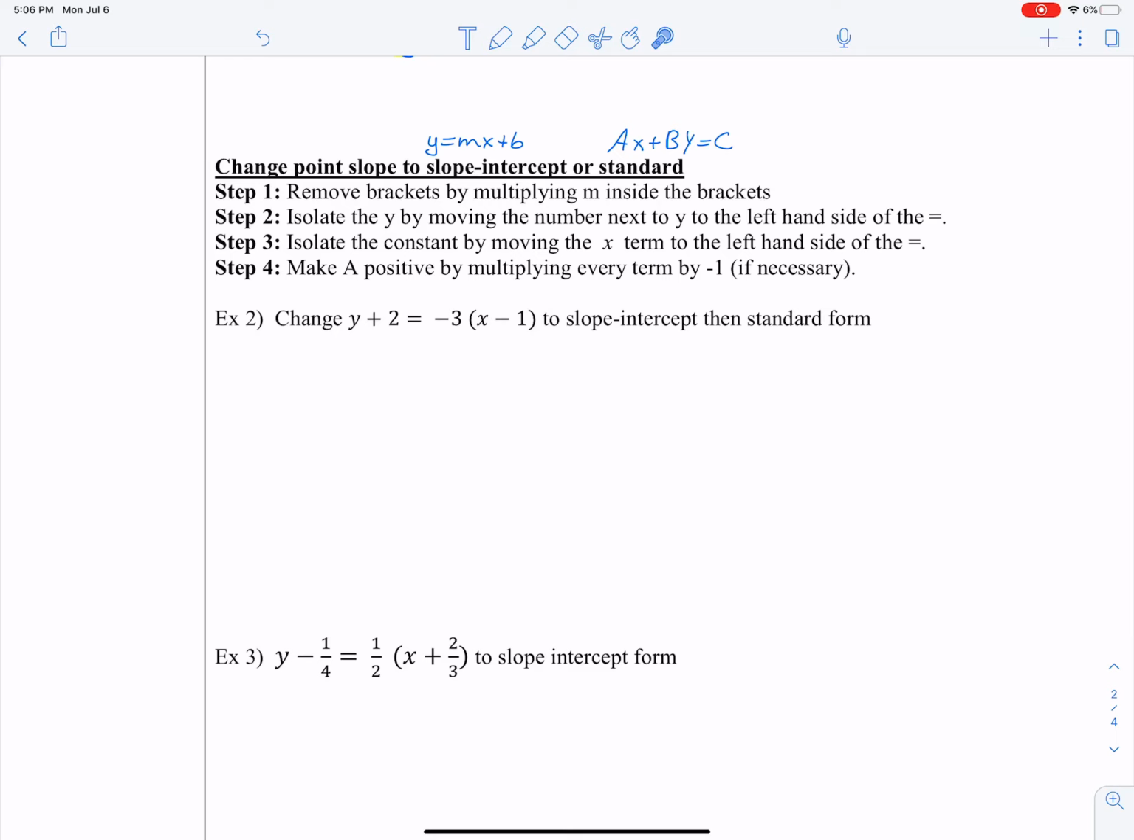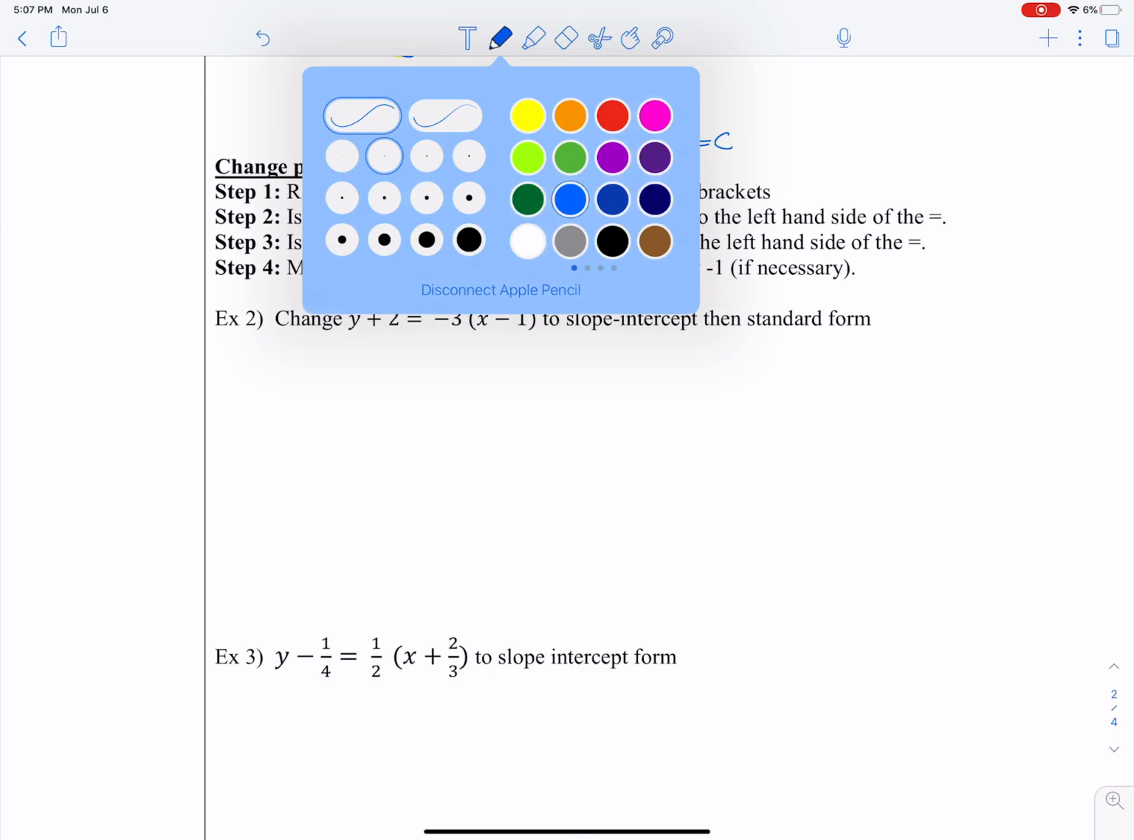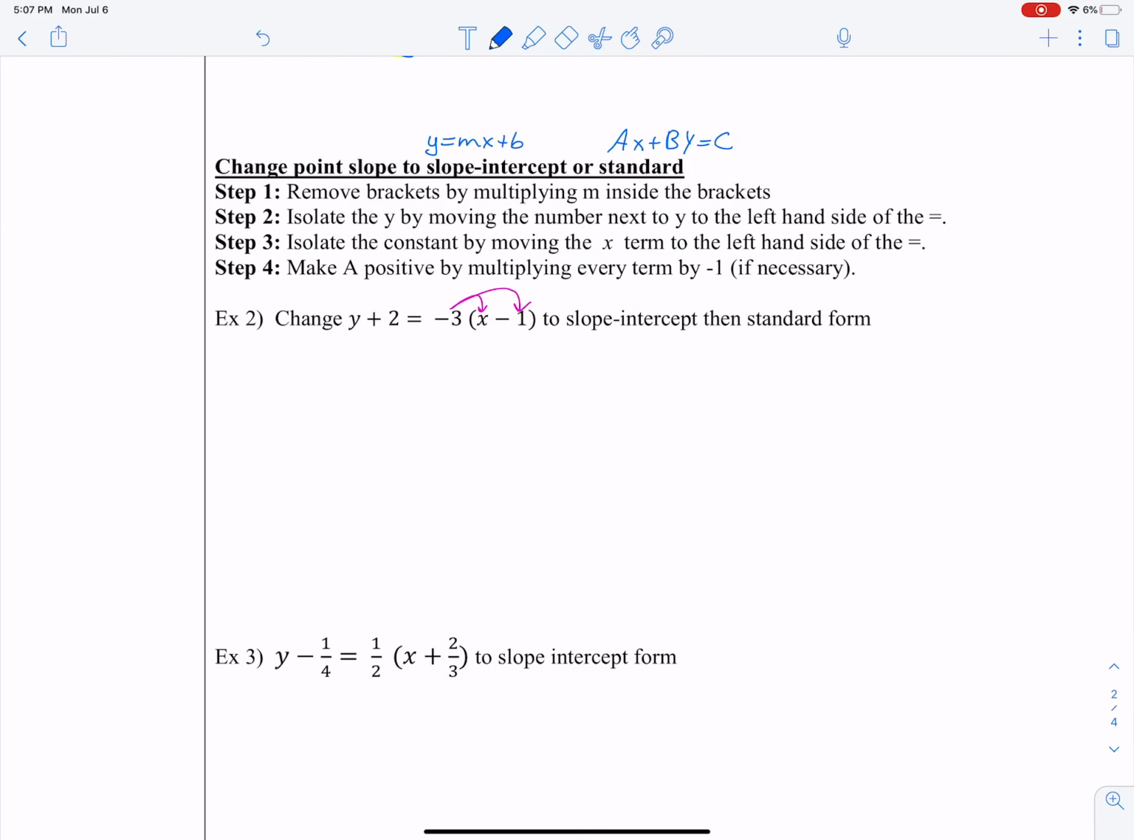A very, very common mistake is that people only multiply it here to the x. They forget about this second one. So it's going to multiply here and here. All right, so now we're going to rewrite everything else the same. y plus 2 is equal to, now we're going to do this multiplication, negative 3x, negative 3 times a negative 1 is going to end up with positive 3. So that's our first step.